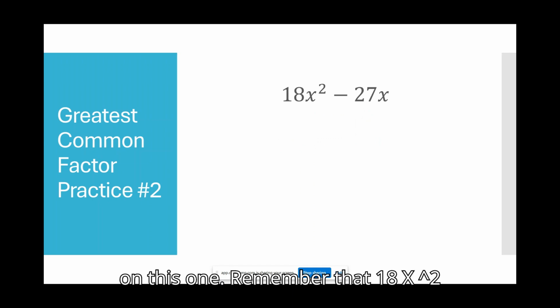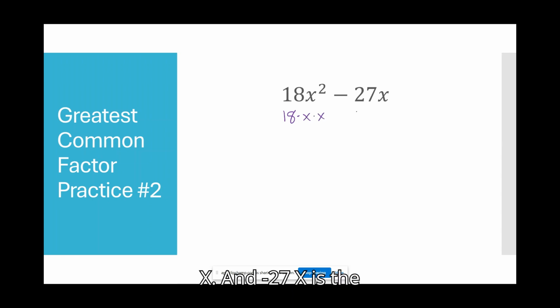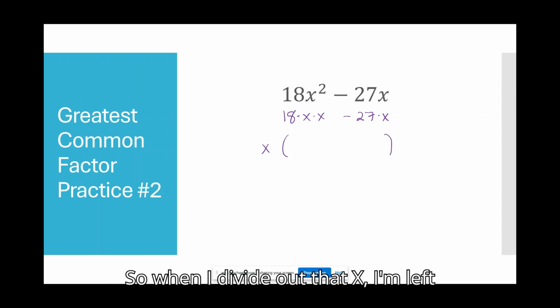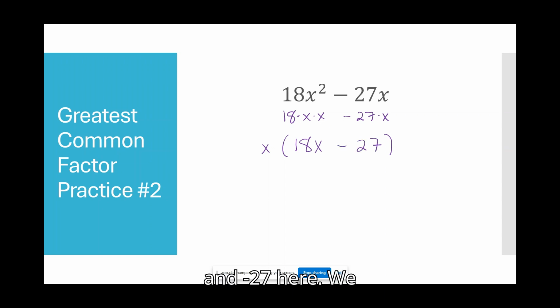On this one, remember that 18x squared is the same as 18 times x, and negative 27x is the same as negative 27 times x. So I can divide x out of both of these terms, and let's do just that to start. So when I divide out that x, I'm left with 18x here and negative 27 here. We lost this x and this x.